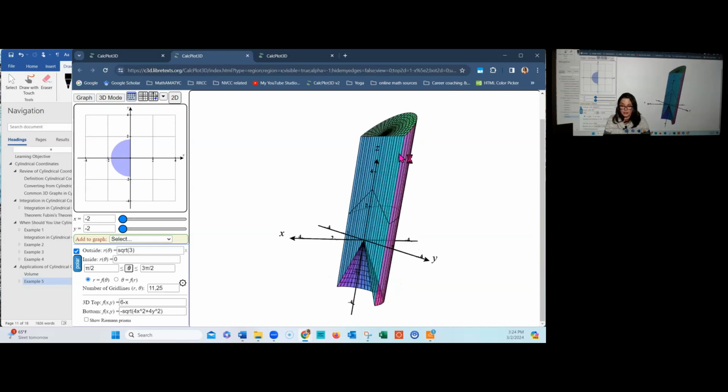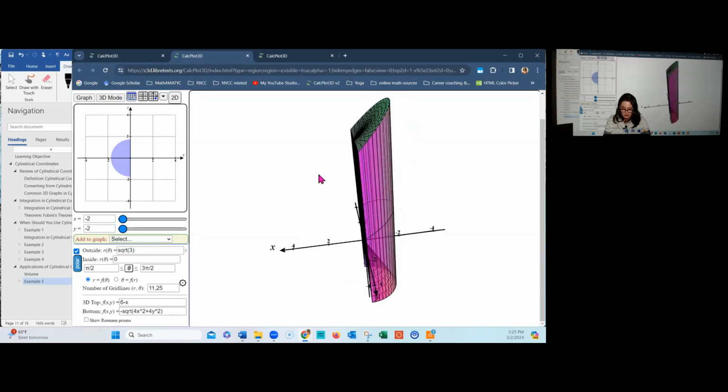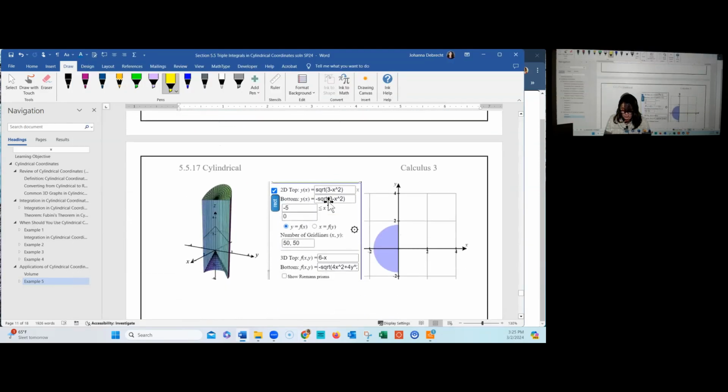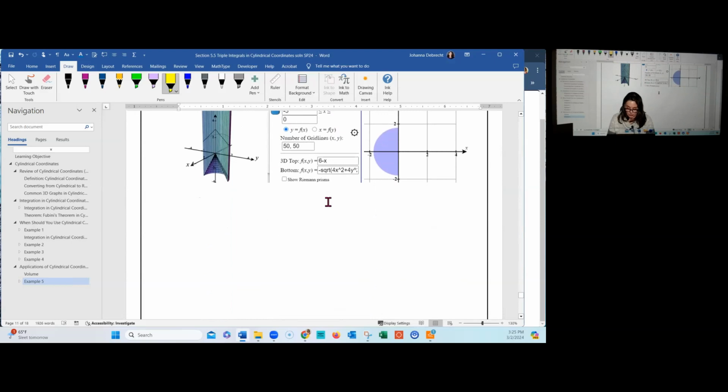Let's now go ahead and use this information to represent the iterated integral. When we're representing the iterated integral, remember that we want z to go between the half cone and the surface, which is the slanted plane.